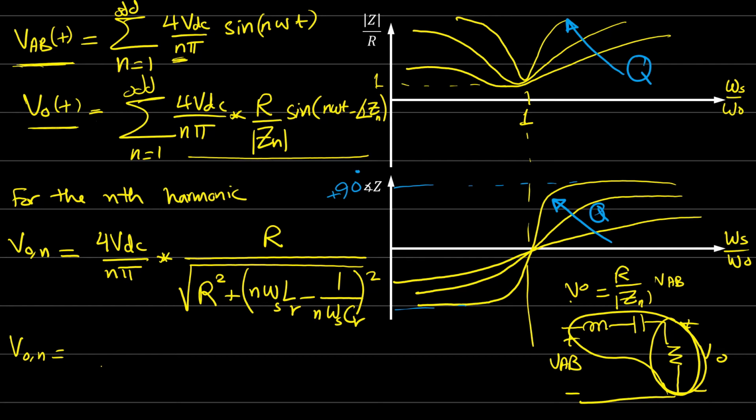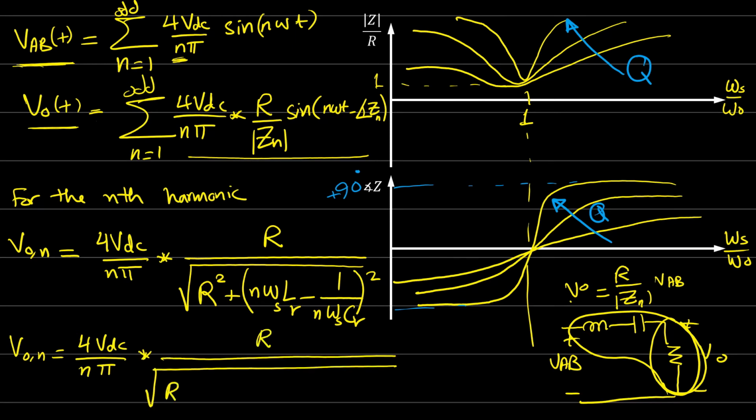Now let's come back to this one. The output voltage V output Vo n, the nth harmonic, is equal to how much? We said this is n omega s LR, so we can simplify this one. This will be 4 VDC over n pi times R over square root of R squared plus. Now we will try to make some simplification for n omega s times LR, right? n omega s times LR. Now LR from the quality factor is equal to how much? LR is equal to how much? R, the resistive value, times the quality factor over omega naught.